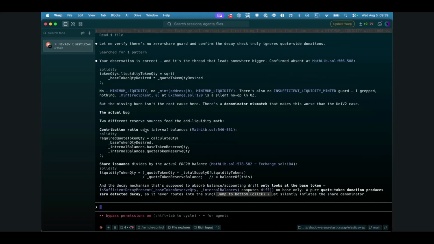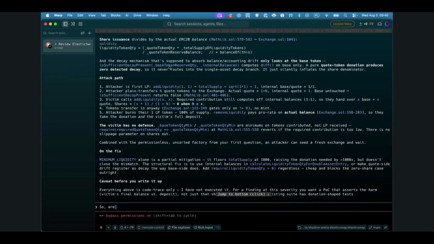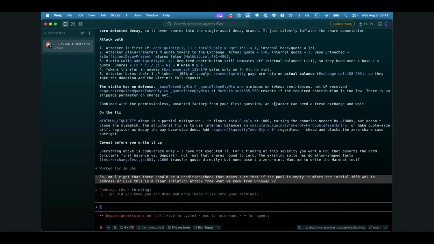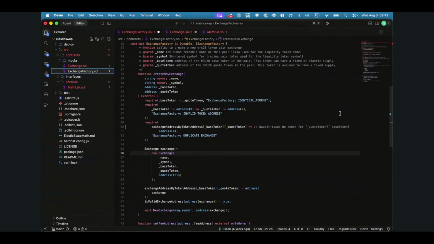Two different reserve sources feed the add liquidity math. Two different reserve sources, contribution ratio. Okay, it seems it's done. The decay mechanism that's supposed to absorb balance accounting drift only looks at the base token. The sufficient decay check computes on base only, so a pure quote token donation produces 0 detected decay, and it never routes into the single asset decay branch. It just silently inflates the share denominator. So it seems we have two issues: this one and the inflation attack.